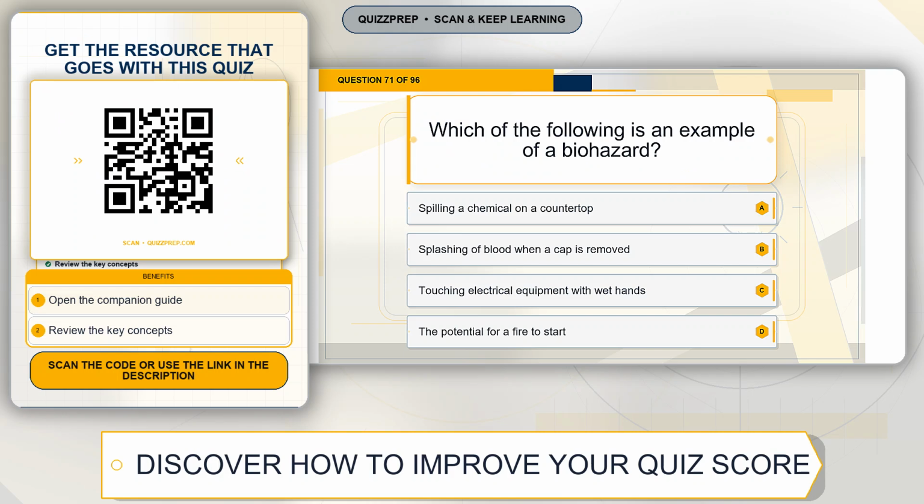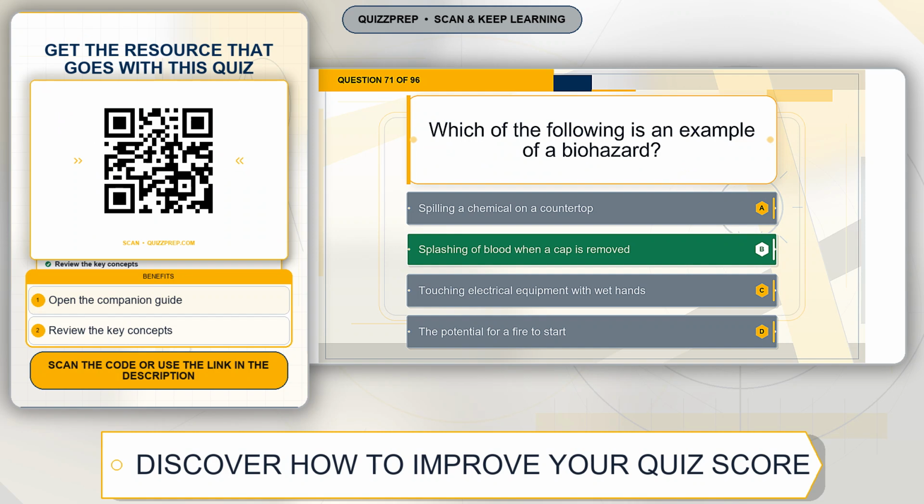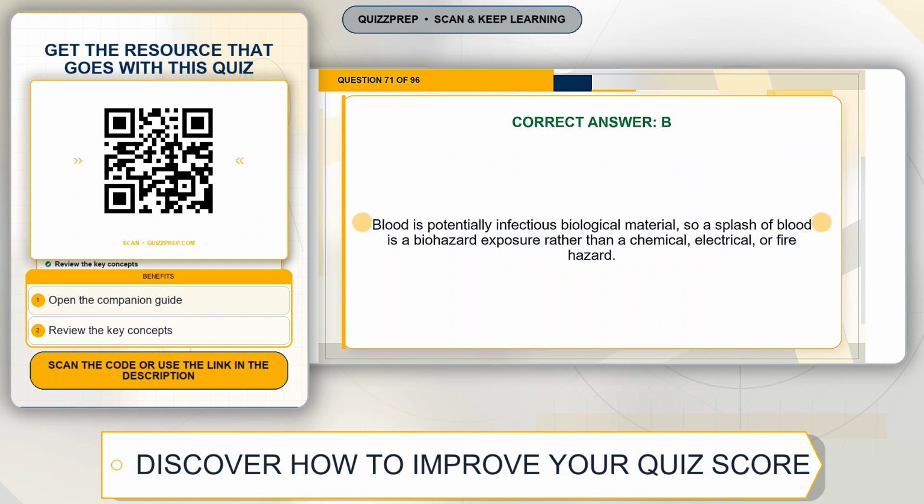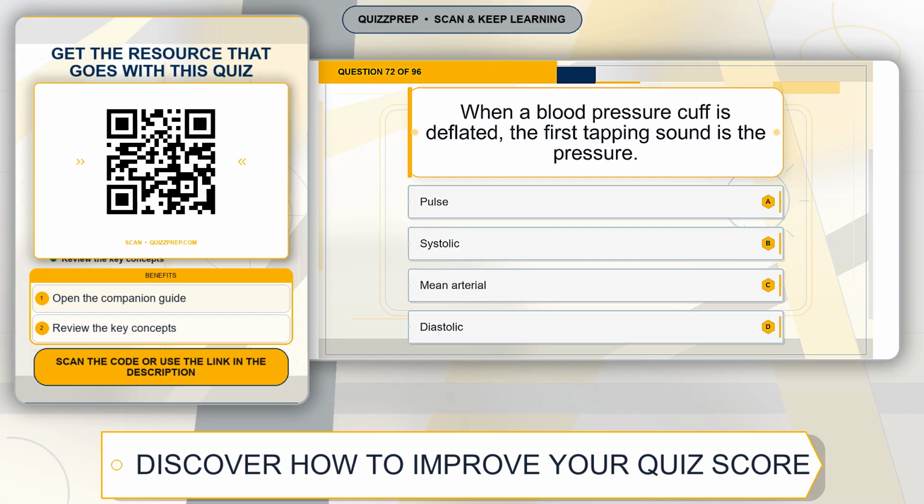Question 71. Which of the following is an example of a biohazard? Option A, spilling a chemical on a countertop. Option B, splashing of blood when a cap is removed. Option C, touching electrical equipment with wet hands. Option D, the potential for a fire to start. The correct answer is option B, splashing of blood when a cap is removed. Explanation. Blood is potentially infectious biological material, so a splash of blood is a biohazard exposure rather than a chemical, electrical, or fire hazard.